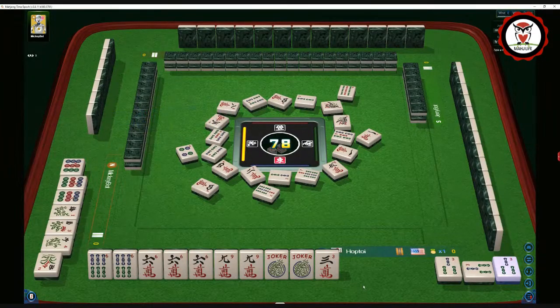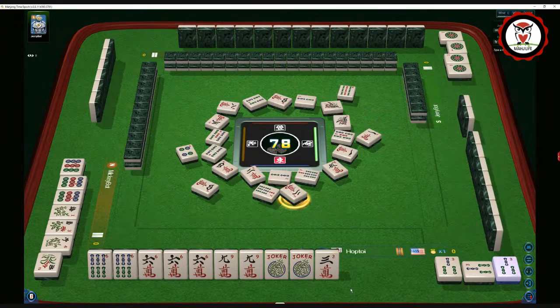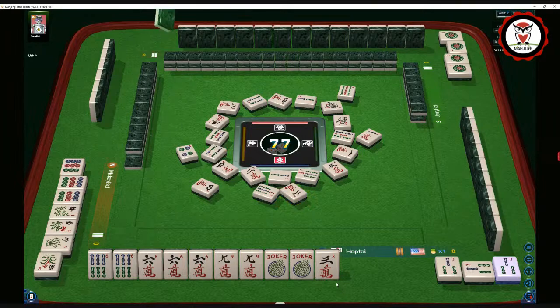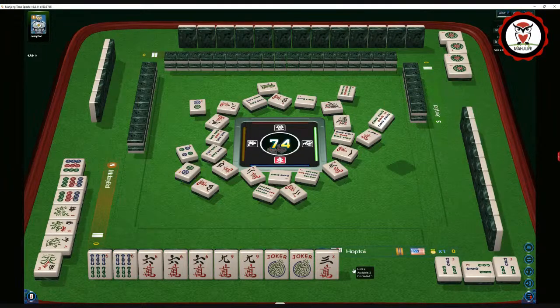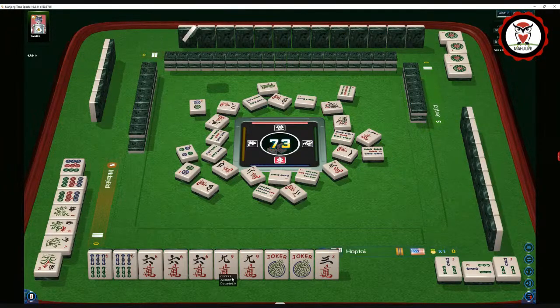Pung. 1 dot. Kong. 2 characters. It would help if we could pick. Green dragon. So we use 2 techniques with this hand. 2 dots. We optimized and maximized. 2 dot, let's see, it's been discarded. 2 dots. 5 bamboos. We're looking for a 6 bam or a 9 crack for Pung Kong.